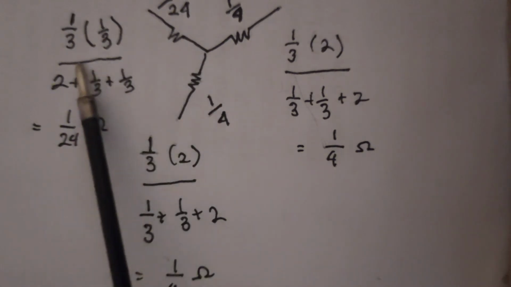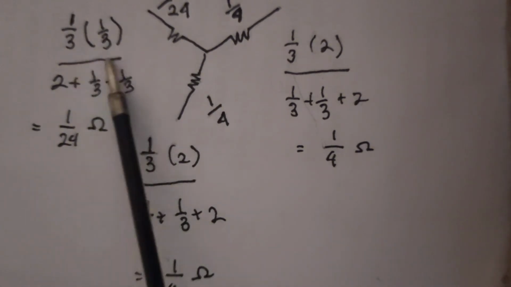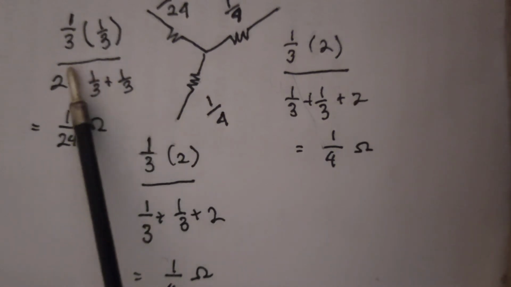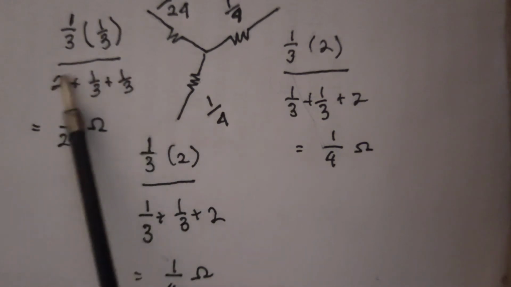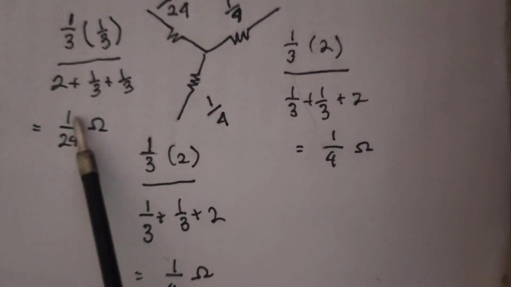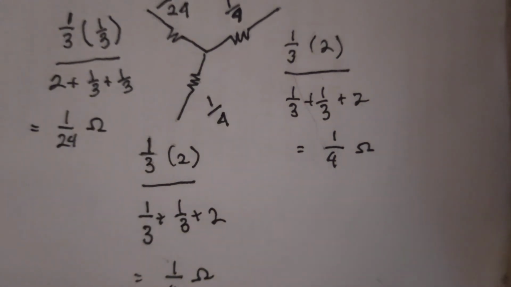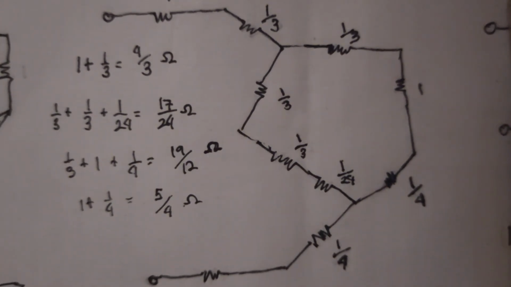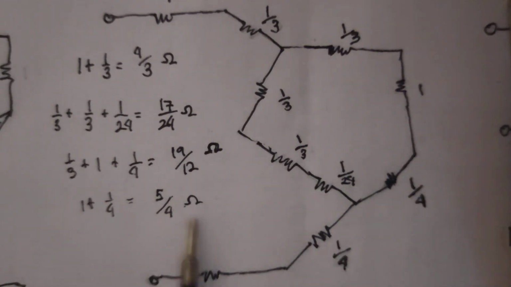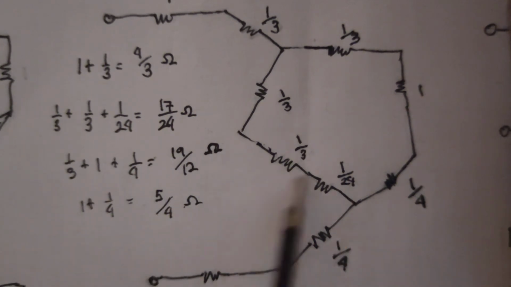But for this one, its adjacent resistances are 1 over 3 and 1 over 3. And then again, I would multiply those adjacent resistances and divide them by the total resistance of the delta. Then I got 1 over 24 ohms. So after converting that delta formation to a Y formation, I put it in the circuit. So here we go. There are no more delta formations that can be seen in the circuit right now.